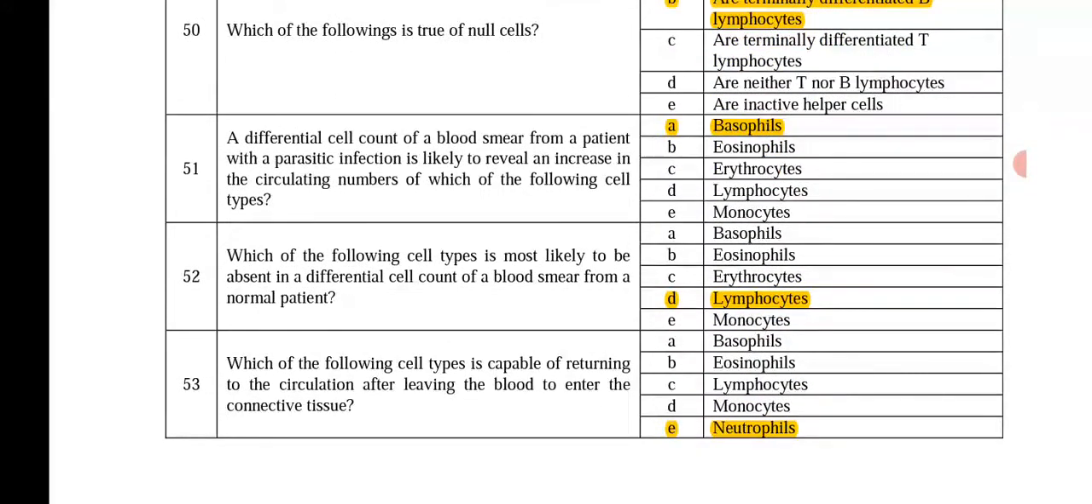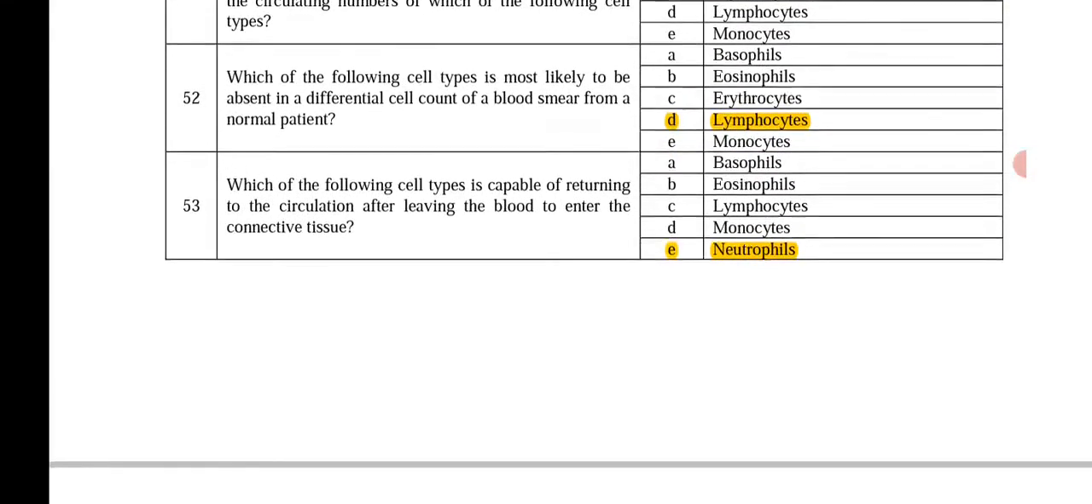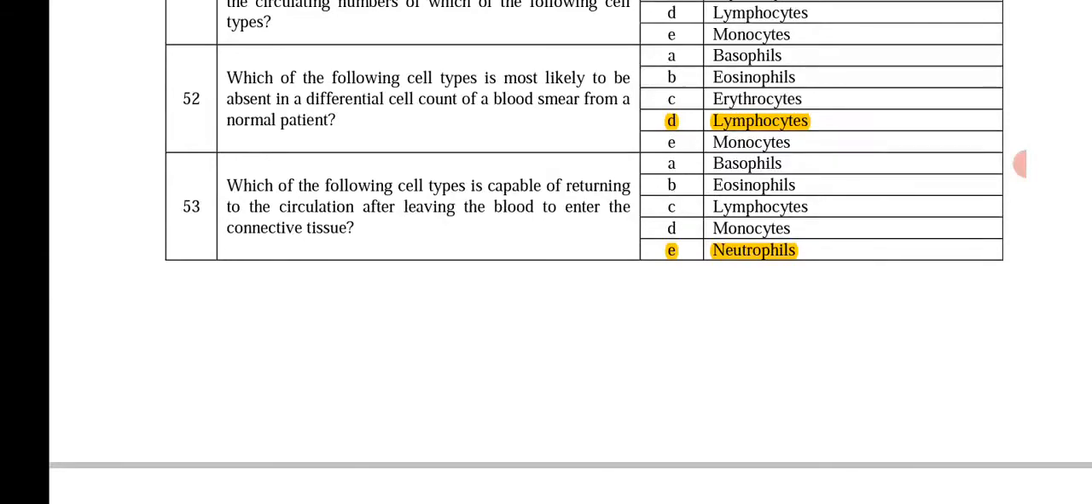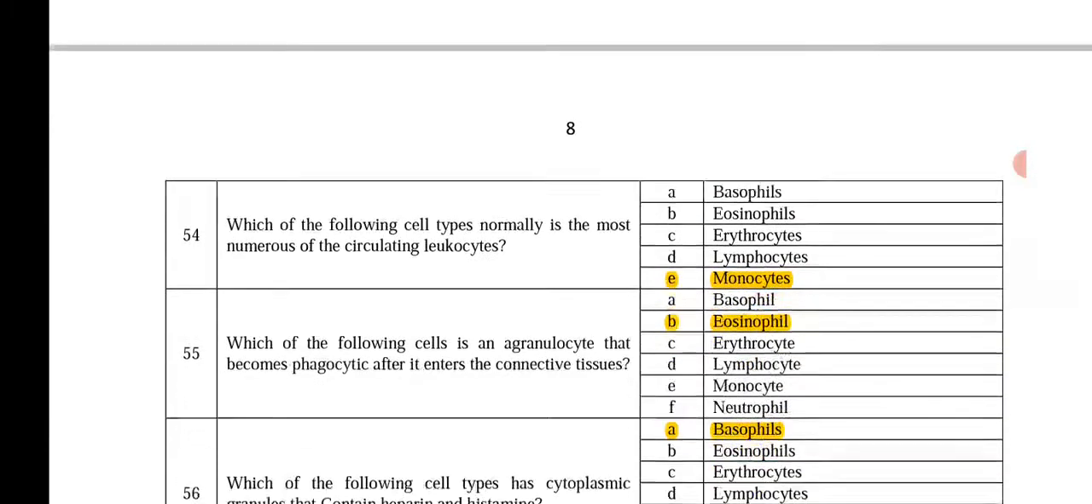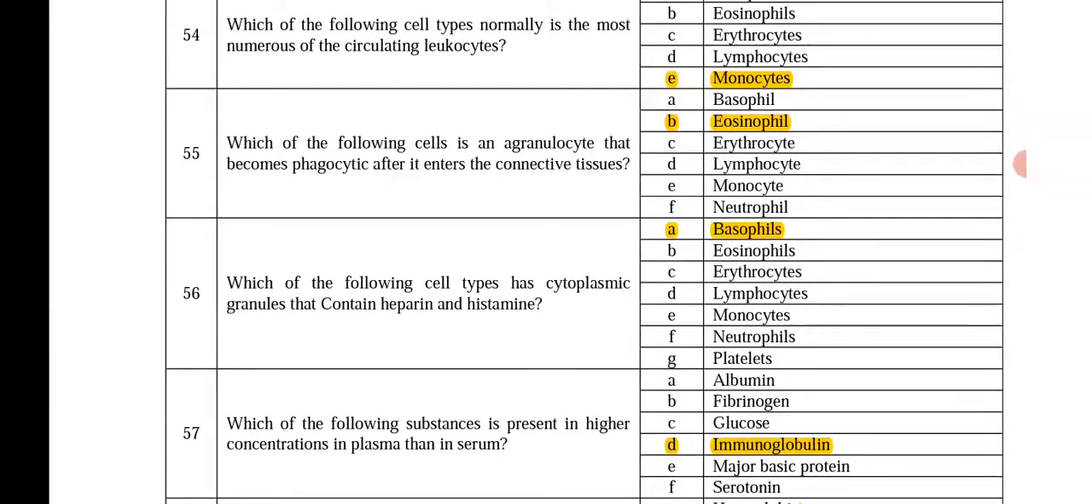A differential cell count of blood smear from a patient with a parasitic infection is likely to reveal an increase in the circulating number of basophils. Which of the following cell type is most likely to be absent in a differential cell count of blood smear from normal patient? Lymphocytes. Which of the following cell type is capable of returning to circulation after leaving the blood to enter the connective tissue? Neutrophils.